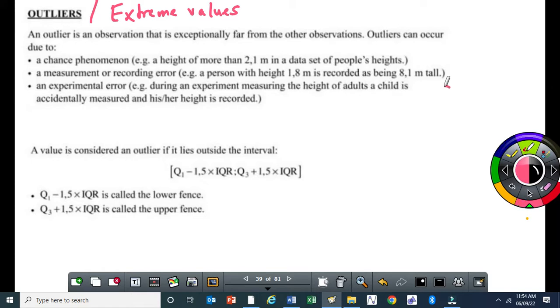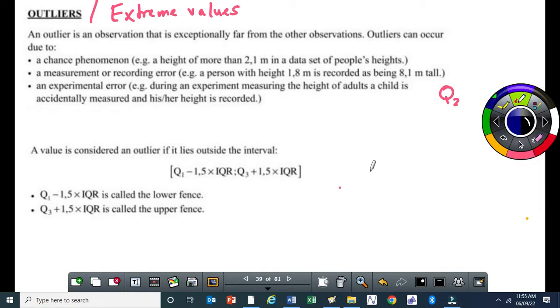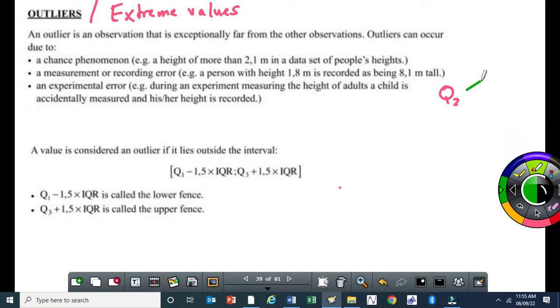First, you need to determine your median. Please just pay attention carefully. If you want to identify outliers, you need to determine your two quartiles, that is your lower quartile and your upper quartile. So what that means is you need to determine your Q2. If you don't have the calculator, which I told most of you to buy, then you have to do it manually.